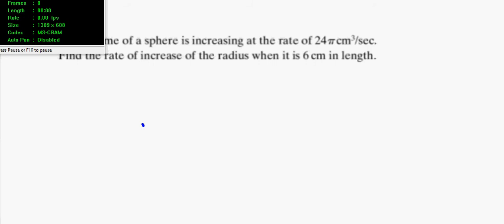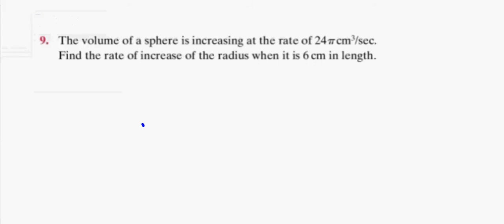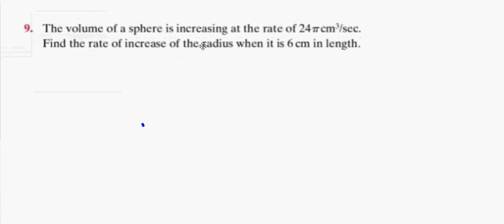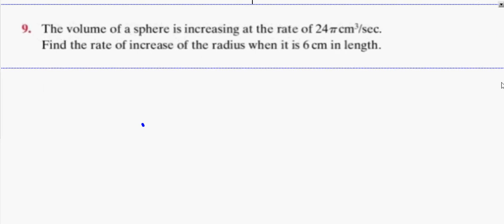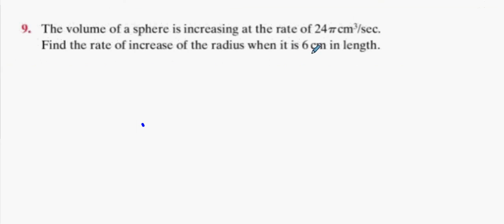Now, find the volume of spheres increasing at the rate of this much. Find the rate of increase of the radius when it is 6 centimeters in length. Okay. What we're going to go for is dV/dt. Please pay attention. So what we have is dV/dt, the change of volume with respect to time. dV/dt is 24 pi.